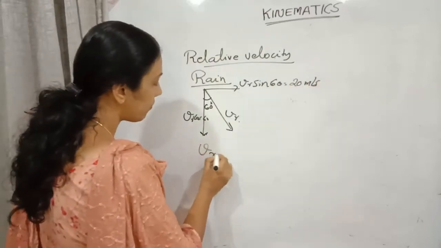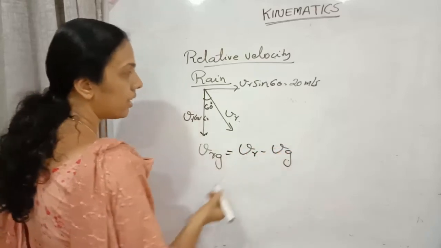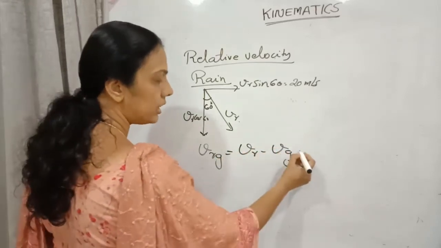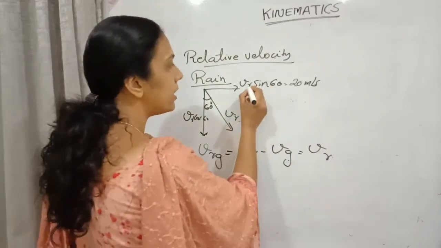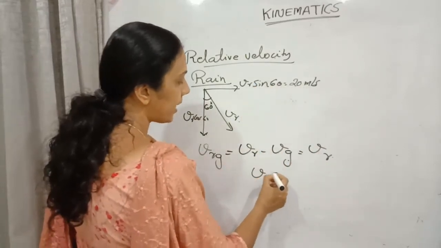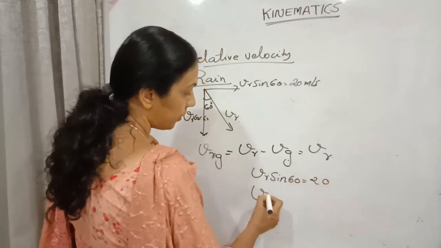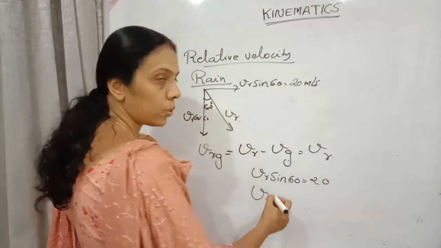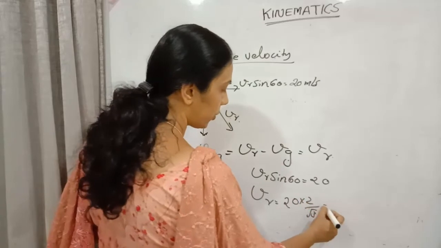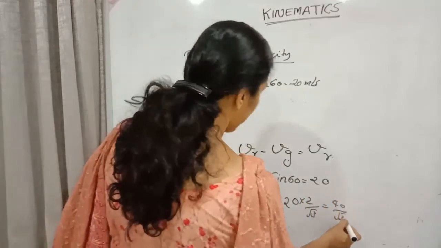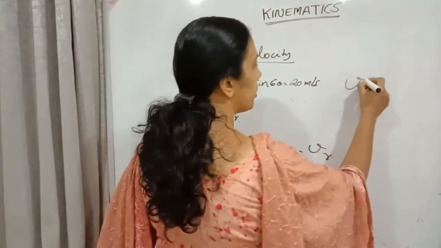Therefore, velocity of rain with respect to ground will be VR minus VG. Right? So, VR minus VG, velocity of ground is equal to 0. Therefore, it is equal to VR. Here we know that VR sin 60 equals 20 meters per second. Therefore, VR equals 20 divided by sin 60, and sin 60 is root 3 by 2. So, 20 into 2 by root 3, 40 by root 3. Okay, now we need to find out velocity of the rain with respect to the person.